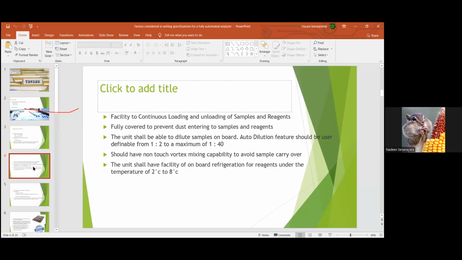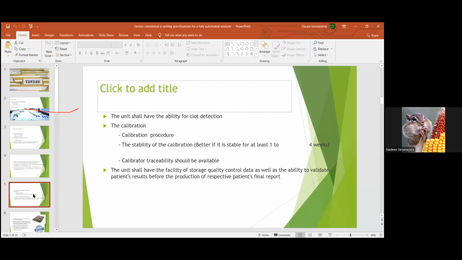It should vary from 1 to 2 to a maximum of 1 to 40. Those factors should be operator dependent, and the analyzer should have a non-touch vortex mixing capability, that is to avoid sample carryovers. The unit should have the facility of onboard refrigeration for reagents at a temperature of 2 to 8 Celsius. It should have the capability of clot detection.